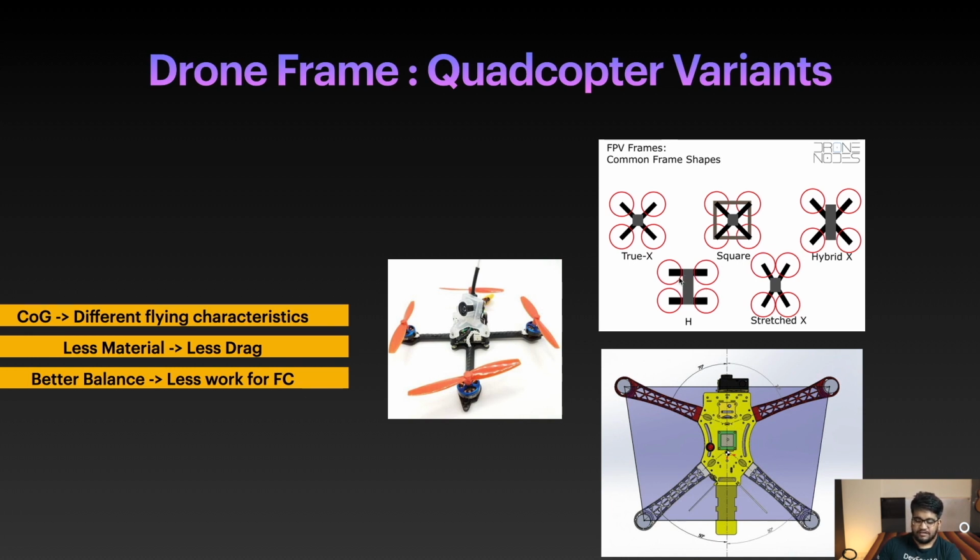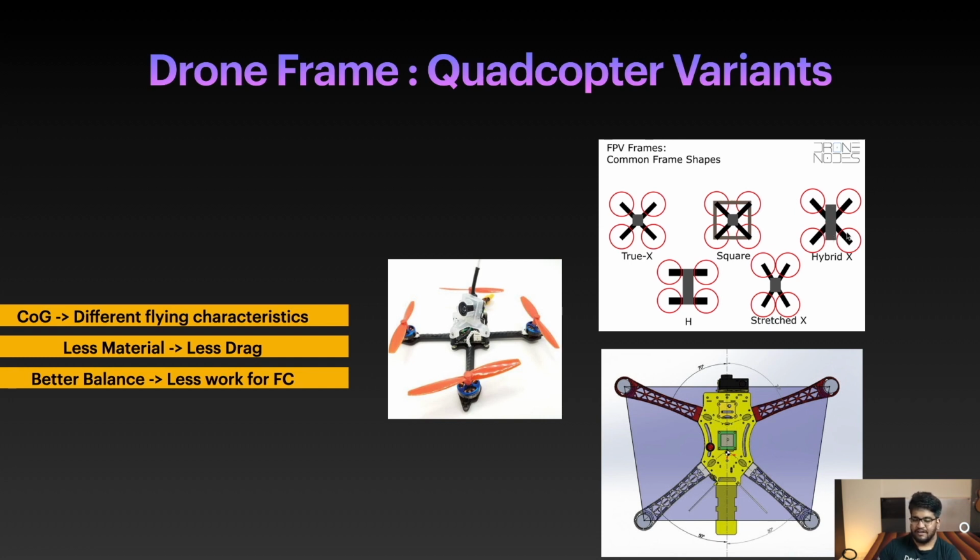When you want the stability of an X and you want the space of an H, then you go for the hybrid X, where the balance is like the X, the stability is like the X, but you also get more space to put all your electronics. But the downside is that it will have more area exposed and more drag. So again, I mentioned that everything is a trade-off when you are building such things, so you need to find your sweet spot.